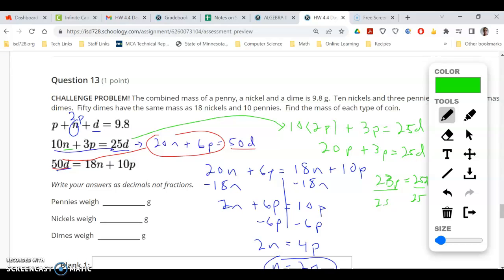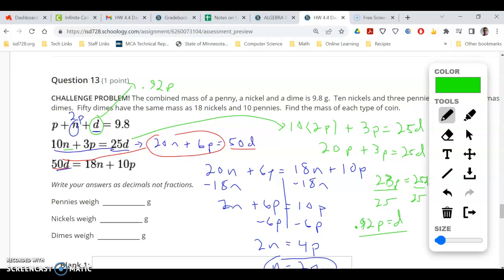sorry for the bad handwriting, the dime is equal to 0.92 times penny. My writing thing is so bad here, but my dime is equal to 0.92 pennies. So coming back up here, this dime I can replace with 0.92 pennies, which makes sense. A dime is a little bit less than a penny in weight.